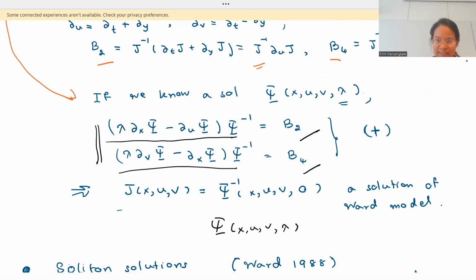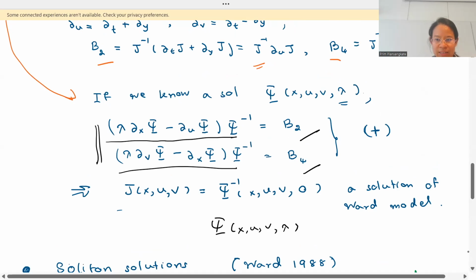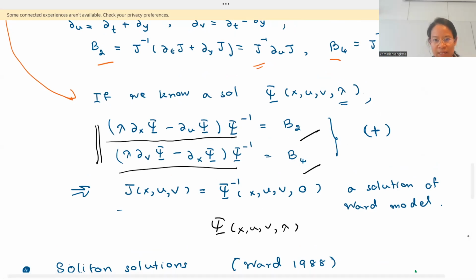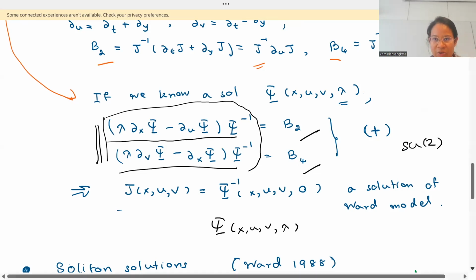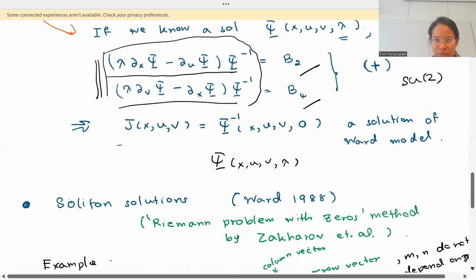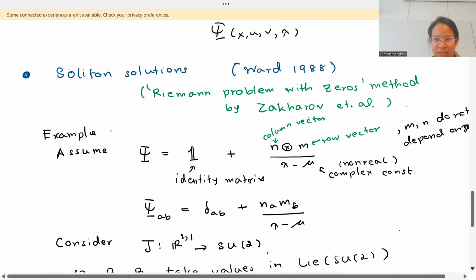So we impose these three conditions. The first two make B2 and B4 anti-Hermitian and traceless, just because we want J to have values in SU2. And then the important condition is that this, which seemingly depends on lambda, is actually independent of lambda. And this will put an equation on psi that we can solve, and then it will give you a psi that is a solution of the Lax pair.